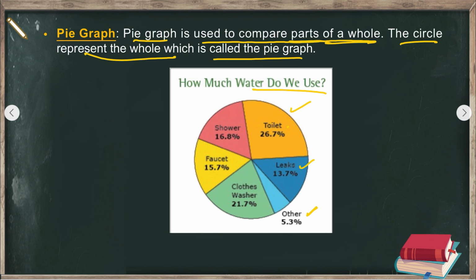Each section is showing the different quantity of water which we use in different activities. So this whole is represented by the circle. A pie graph is used to compare the parts of a whole. The circle represents a whole, and this is called a pie graph.